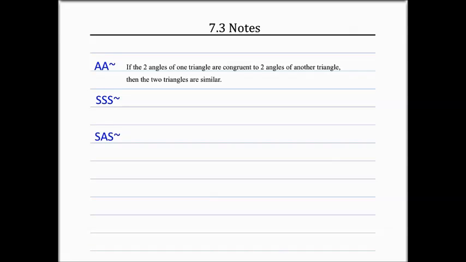The first theorem we'll talk about is AA similarity, and that states if two angles of one triangle are congruent to two angles of another triangle, then we can prove that the two triangles are similar. Remember, the word similar means they have the same shape, the same angles, but the sides are proportional. So let's talk about an example of AA similarity.